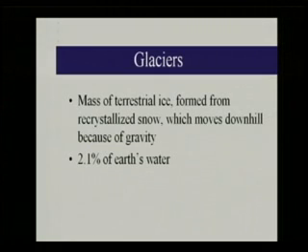Glaciers refer to a mass of terrestrial ice. We're not talking about sea ice, but terrestrial ice that formed from recrystallized snow. This mass will move downhill because of gravity. Glaciers constitute 2.1% of Earth's water, which makes them the second biggest repository of water in the hydrologic cycle.